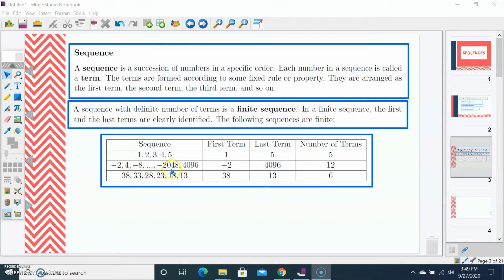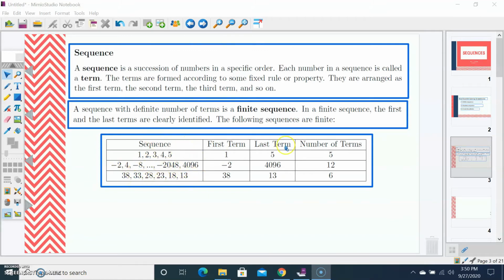But in this, even though we have a sequence with positive terms, if you take a look at the tendency of the sequence, it tends to decrease. So this one is decreasing. Okay? But again, this is an example of a finite sequence.